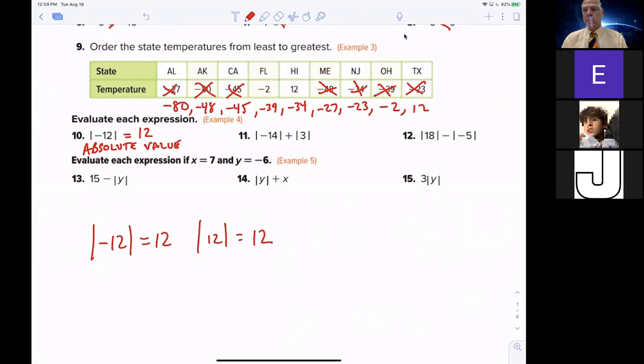Brennan, can you hear me? Yes, but it's hard to hear you. But I'm pretty sure I'm on number 11. Yes. Tell me what's the absolute value of negative 14? It would be negative 11. Well, actually, the absolute value of negative 14 would be 14. And then the absolute value of 3 is 3. So the answer would be 17? Yes, there you go, 17.